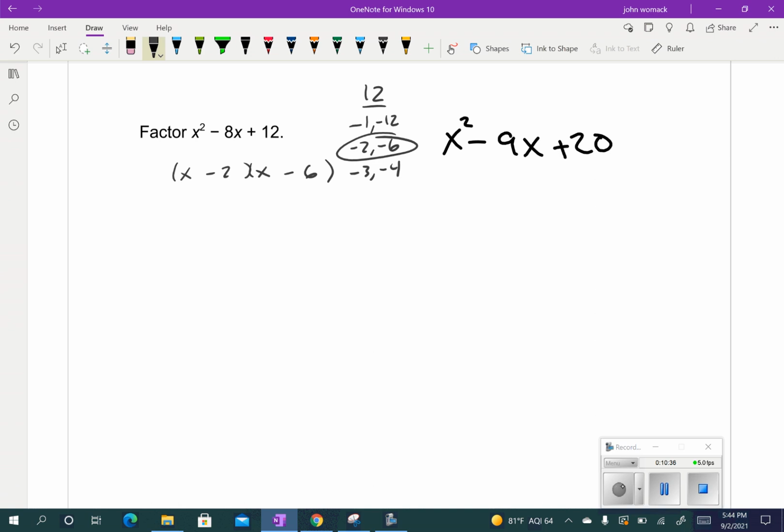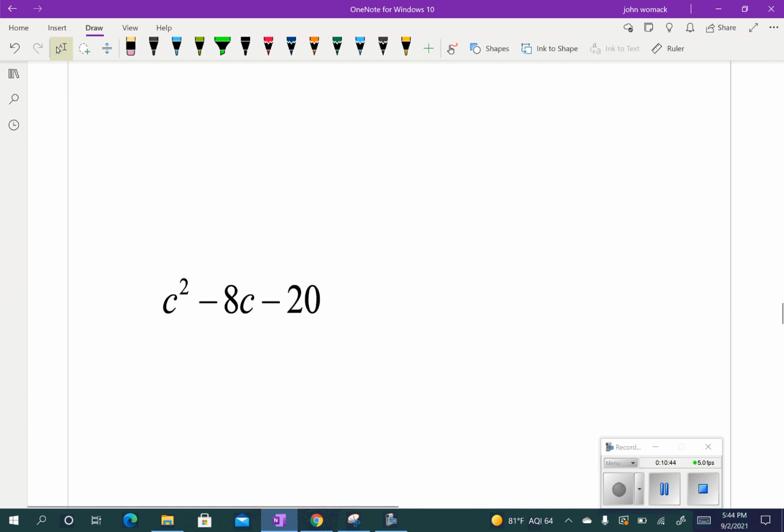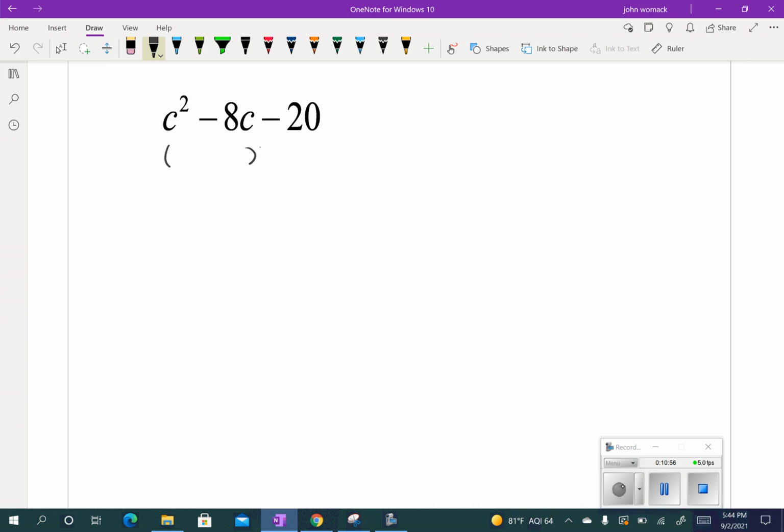Now, all the ones we've done so far, that last number has been a positive. Let's think about what would happen if that last number is a negative. So let's just kind of think this through. So I've got c squared minus 8c minus 20. It's a quadratic trinomial. So I'm going to do my two sets of parentheses. It's got to be c and c. When I multiply the last two numbers, it has to give me a negative 20.